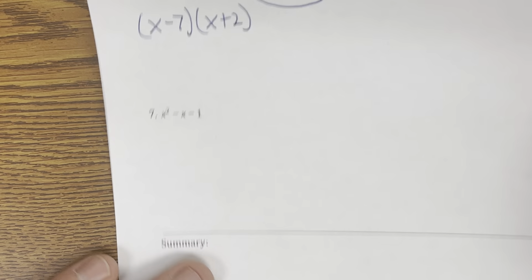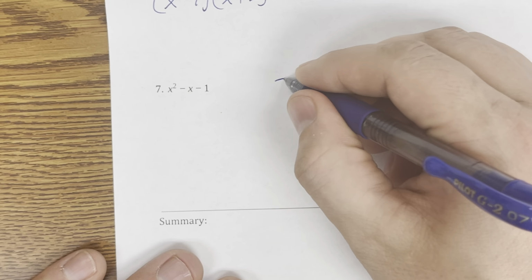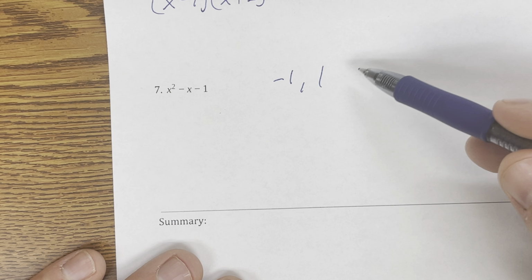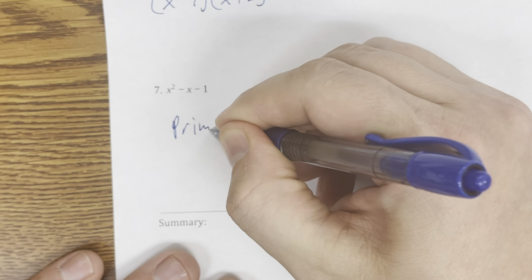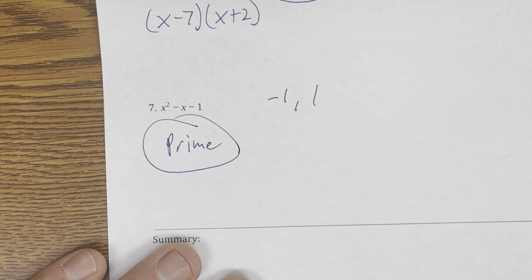And the last one, factors of negative 1 that add up to negative 1. A positive, a negative, those are going to add up to 0 or 2. This one is prime. Can't factor it. All right, some of them can't be done. This is one that cannot be done.